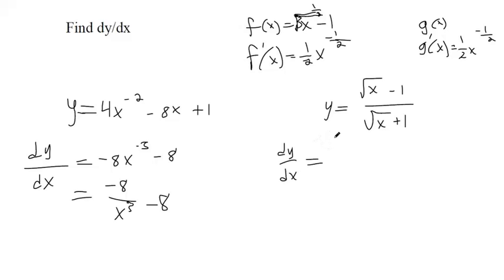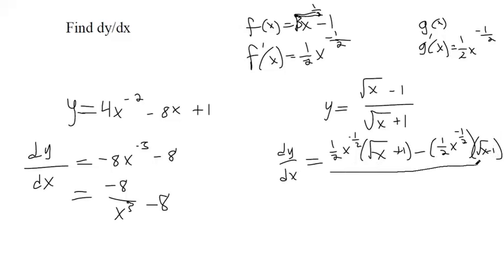The quotient rule says it's the derivative of the top function times the bottom function kept the same, minus the derivative of the bottom function. Again, this is the quotient rule, right? Times the top function kept the same. This is all over the bottom function squared.